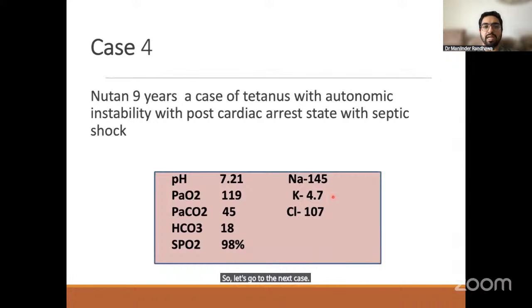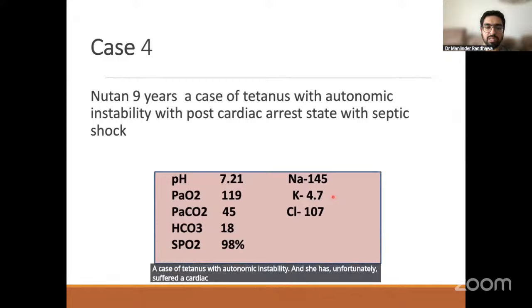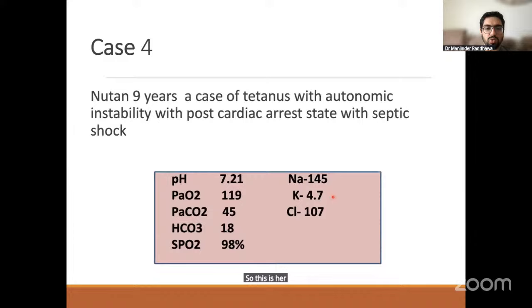So this is a 9-year-old girl who's a case of tetanus with autonomic instability. And she has unfortunately suffered a cardiac arrest, and now she's with you in a post-cardiac arrest state with septic shock. So this is her blood gas: a pH of 7.21, a PO2 of 119, a CO2 of 45, a bicarb of 18, sodium 145, potassium 4.7, chloride 107. Anybody wants to interpret this blood gas?